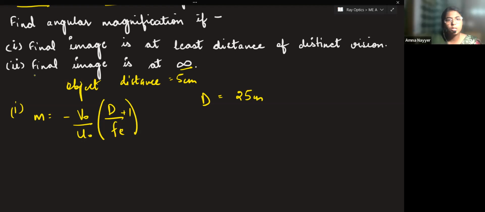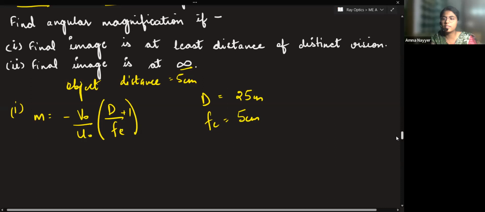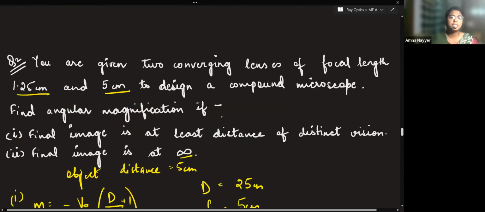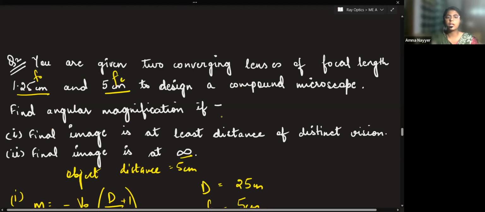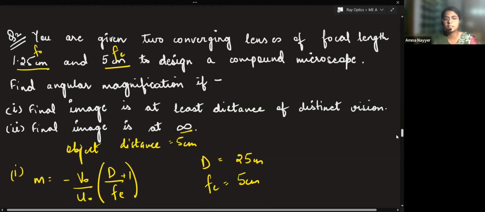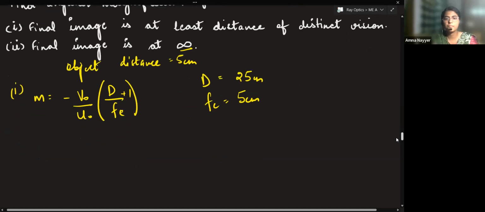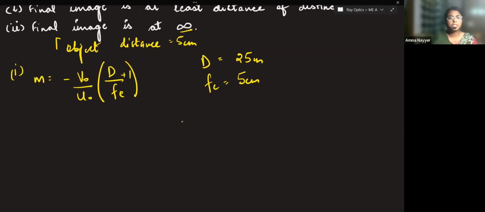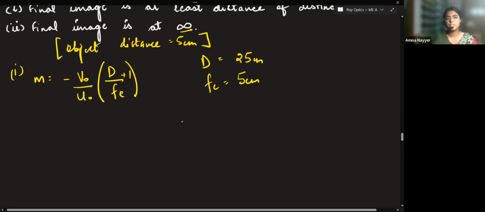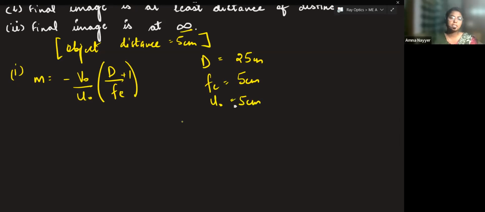Focal length of this is given. Second focus is what? Second focus is 5 centimeters, right? This is the second focus. First focus is for object. Second focus is for eye. So this is 5 centimeters. What all things are required? Yes, object distance is mentioned to you. This is object distance mentioned to you in the question. I had not written it together. So this becomes 5 centimeters.